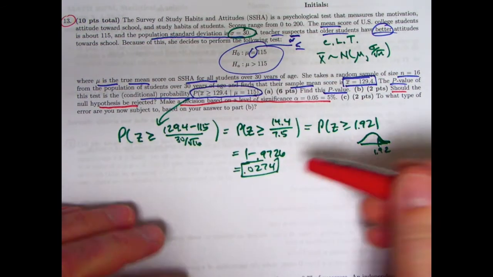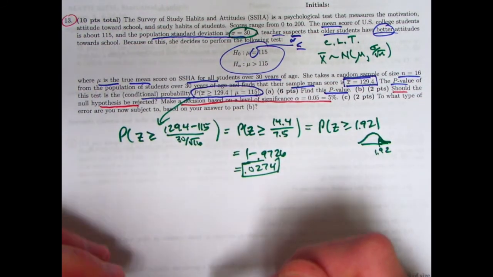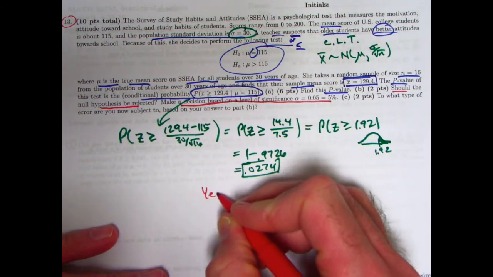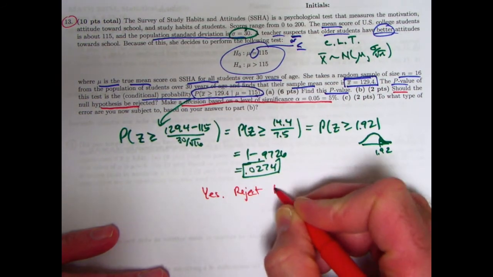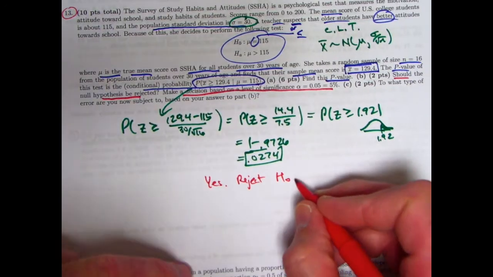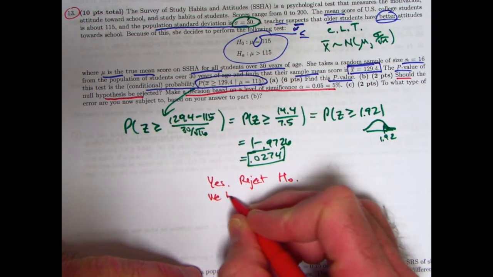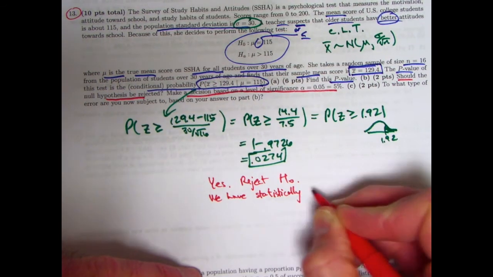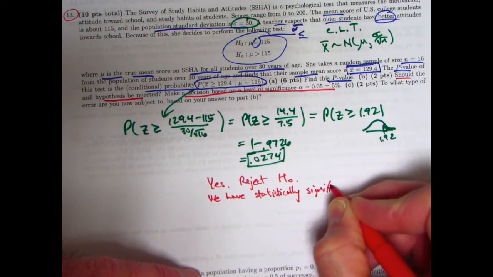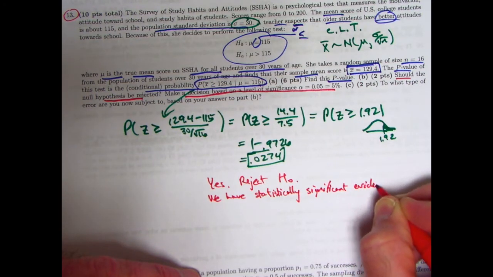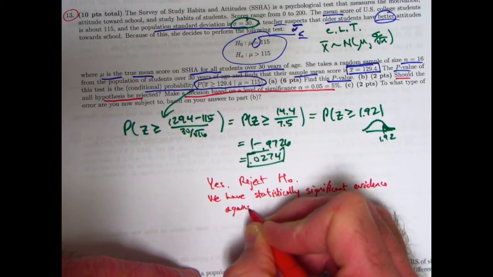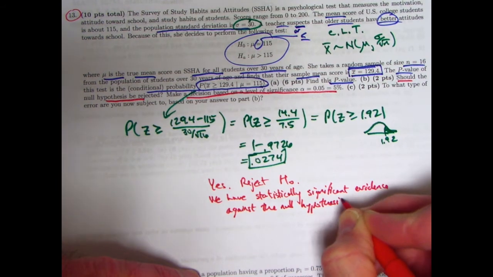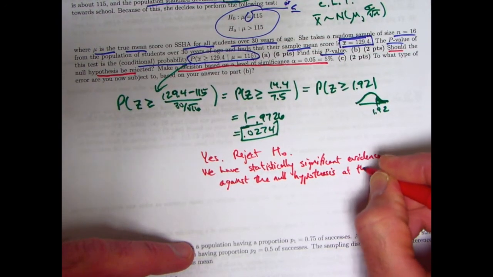And so the rule there is: is the p-value less than alpha, the level of significance? The answer is yes, it is. 2.74% is less than 5%. So the answer is yes, reject the null. I didn't ask for more commentary, but you should be able to give more commentary. We have statistically significant evidence against the null hypothesis. And if you want to be extra picky about how you say things, you could say at the 5% level of significance.